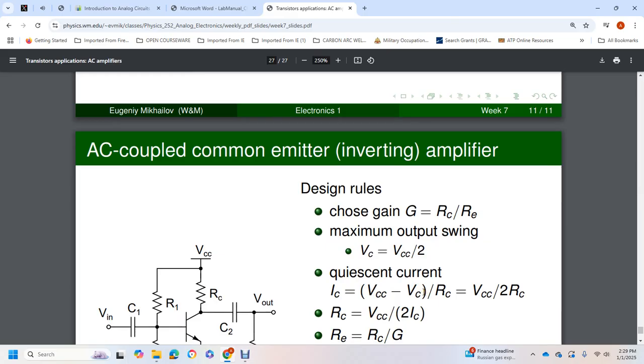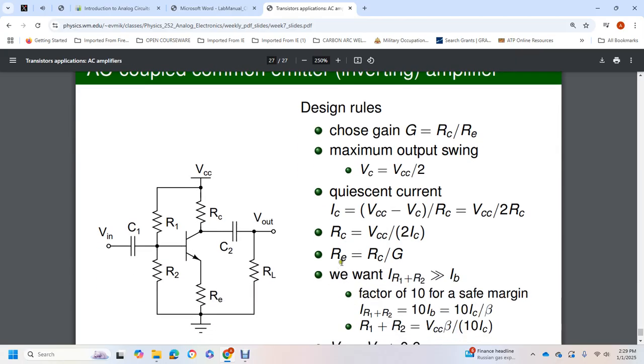over the collector resistor. The collector resistor is equal to the supply voltage divided by 2 times the collector current. The emitter resistor is equal to the collector resistor divided by the gain.